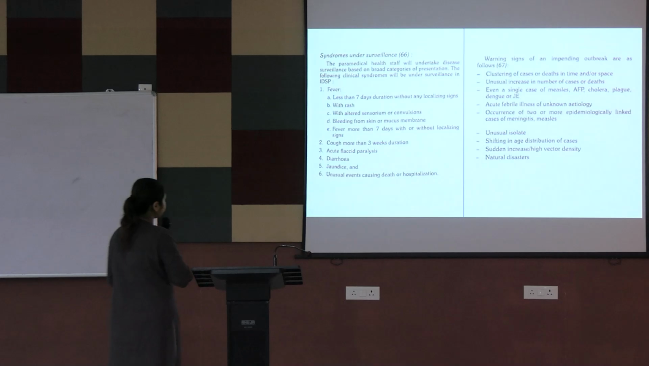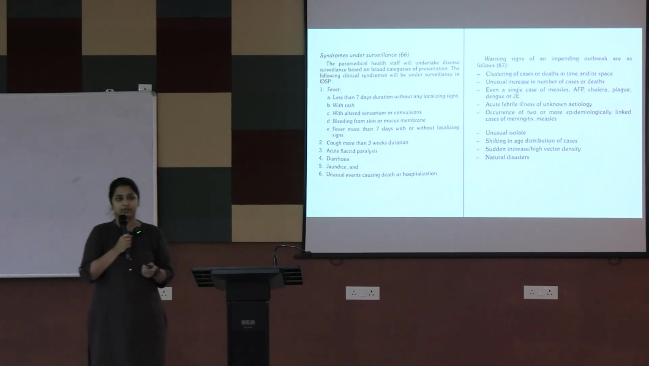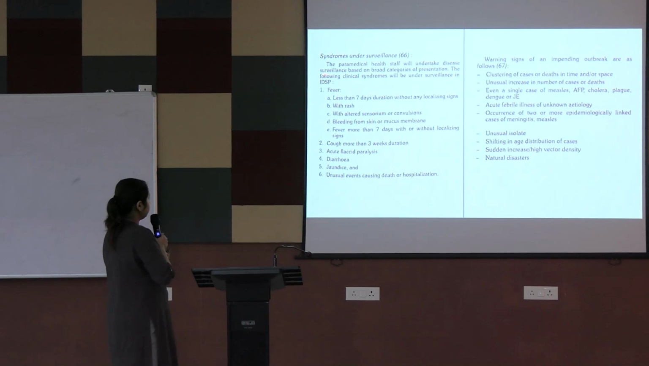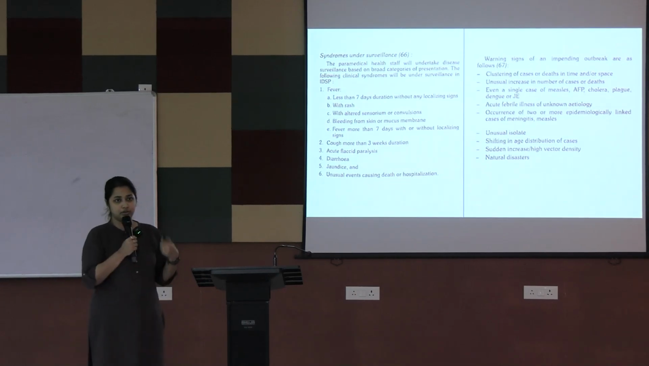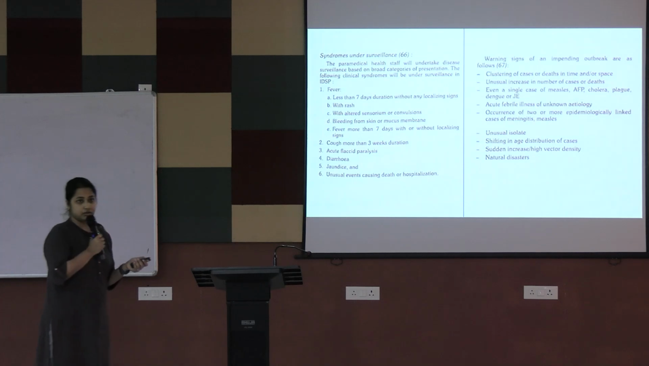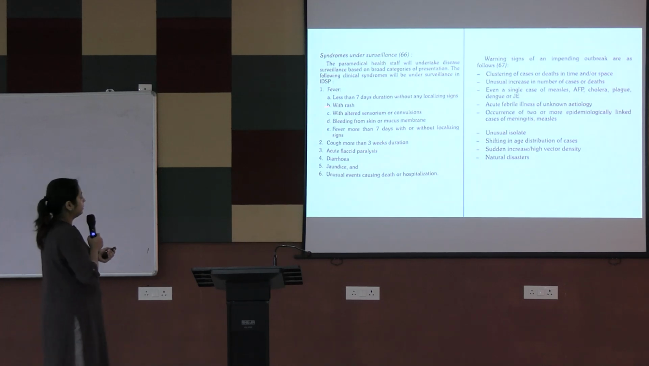Finally, what are we looking for? The syndromic prevalence that is there, what are we looking for? Usually for every weekly data that is going to the surveillance units, fever is under surveillance. What type of fever? Fever of less than 7 days duration without any signs, fever with rash, fever with altered sensorium or convulsion, bleeding from skin or mucous membrane, and fever of more than 7 days without localizing signs.